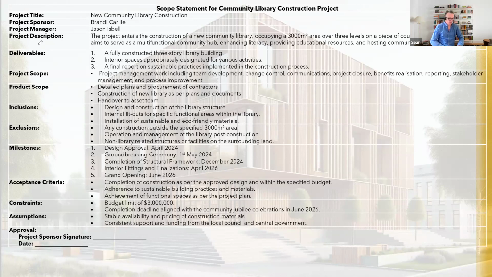A few years ago, I was asked by an organization to figure out what had gone wrong on a particular project. It was a large construction project where essentially a lot of protected trees were destroyed. And it was a roading project for a local council. And basically it came down to version control on the scope statement.